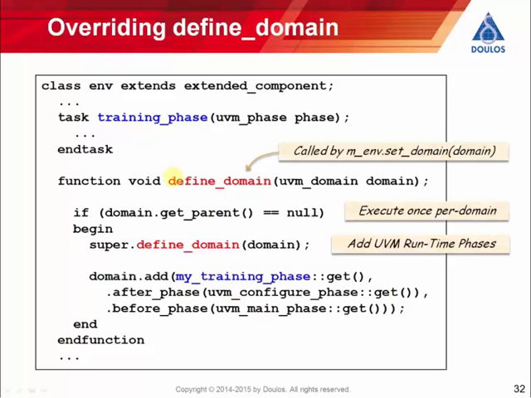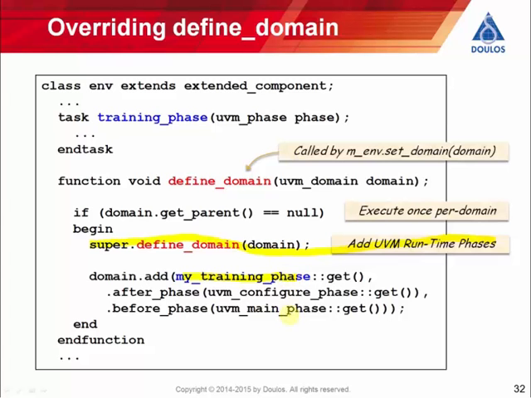So here we're overriding defineDomain. We're choosing to call super.defineDomain, which calls the built-in defineDomain method that we saw on the previous slide. That's populating our domain with all of the UVM runtime phases, and then we're choosing to add the training phase in the right place in those runtime phases.